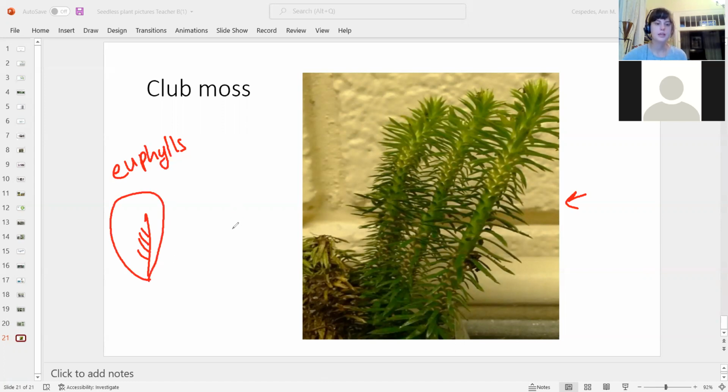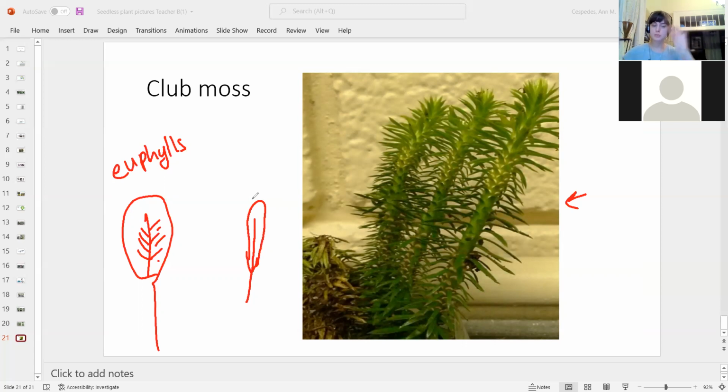Okay, that's a true leaf. These club mosses or lycophytes, they just have a lycophyll that's just got one vein per leaf. Okay, no network. These are both leaves.